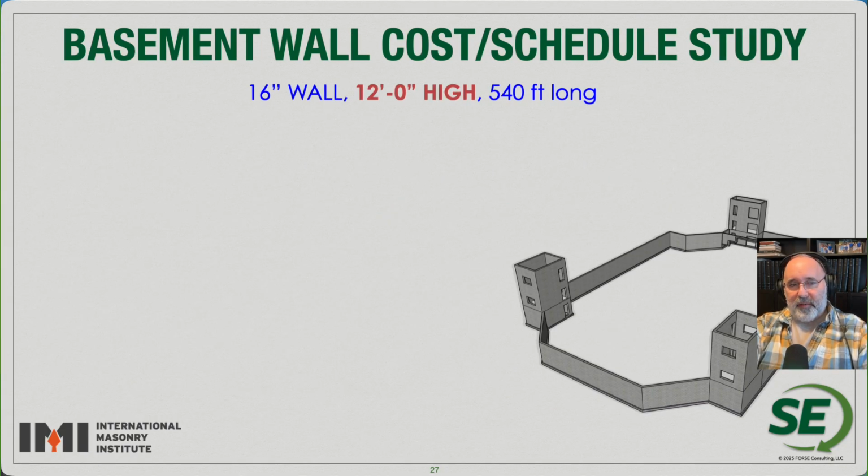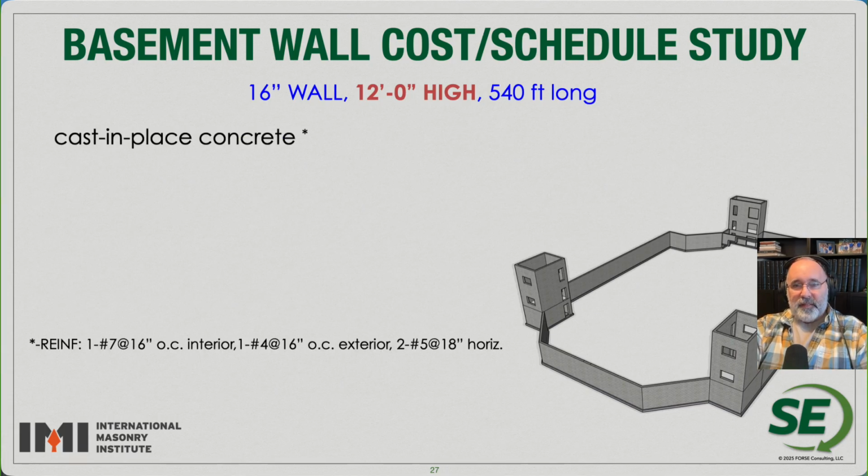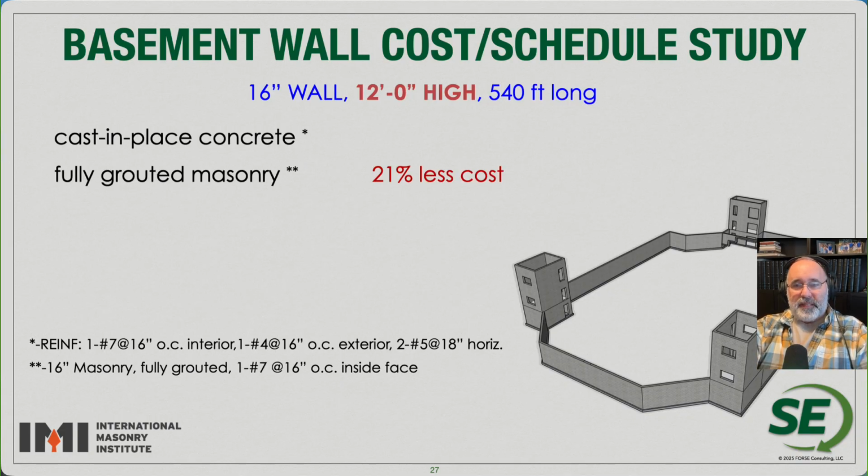If we go to the taller walls, again 16-inch thick walls, 12 feet high, 540 feet long, cast-in-place concrete has certain reinforcement, minimal reinforcement that we need. With fully grouted masonry for a basement wall, we found that these contractors actually gave us a 20% savings just going to fully grouted masonry. Maybe it had to do with the taller walls and setting forms for those taller walls.